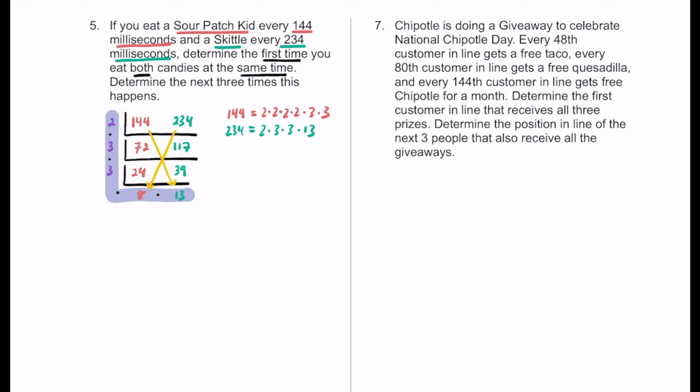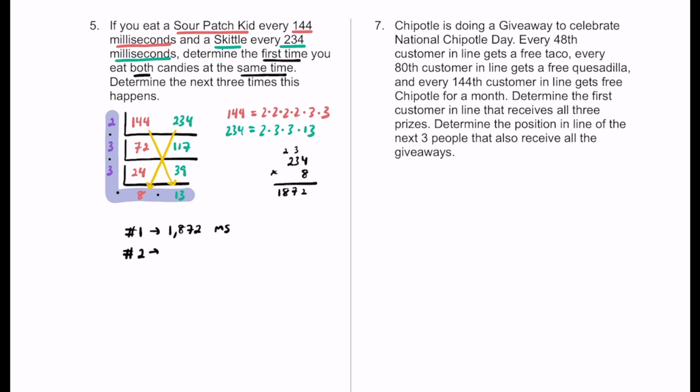Okay, now if we just go ahead and multiply, it depends on what you feel like doing, but I'm going to do the 234 times 8. Can't do that in my head, so I'm going to go ahead and write that down. That's 32, carry the 3, 8 times 3 is 24, plus 3 is going to be 27. Carry the 2, 8 times 2 is 16, plus 2 is 18. So for the very first time this is going to happen, number 1 is going to be at 1,872 milliseconds. So I'm going to put ms here for milliseconds.